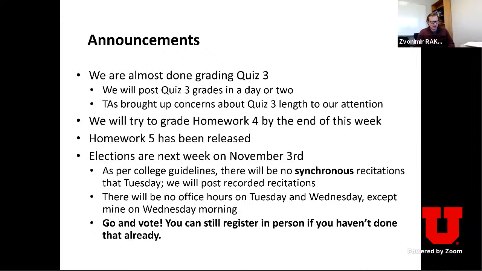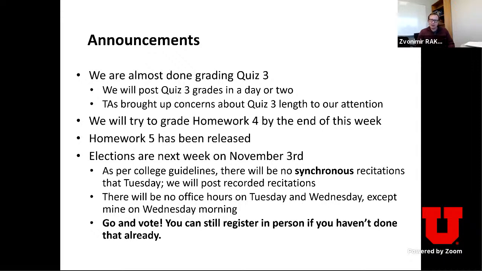Another thing I wanted to mention about quiz 3 is that TAs brought up concerns about the length of quiz 3 to our attention. Some students mentioned it during the discussions last week. And so we'll discuss this. Quizzes 4 and 5 are usually on the easier side anyways, but we'll take this feedback into account as well when creating them. So thanks for bringing this up to our attention.